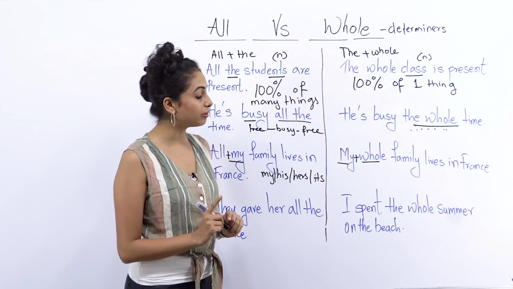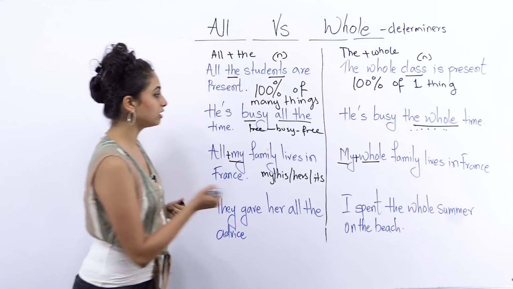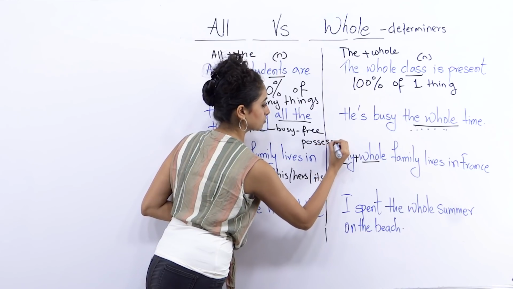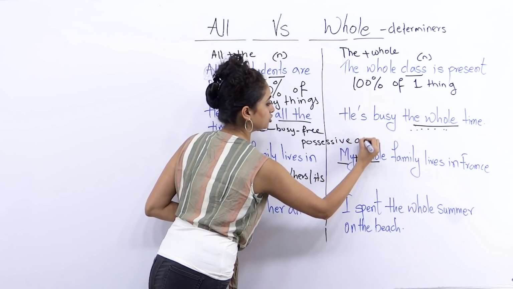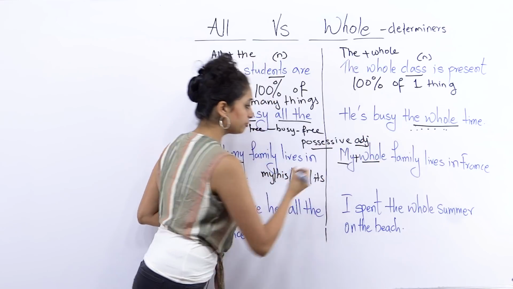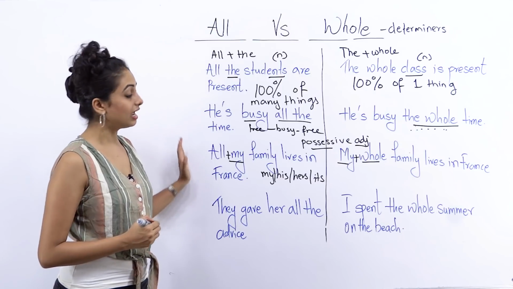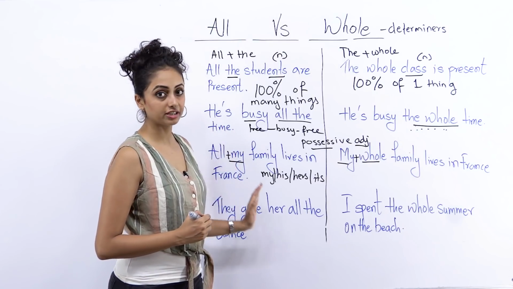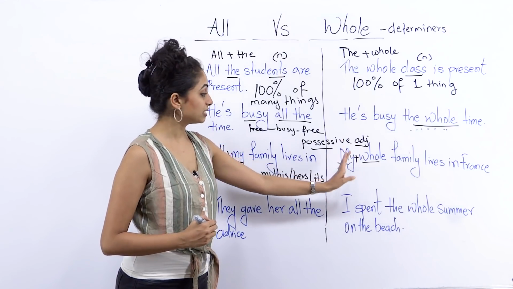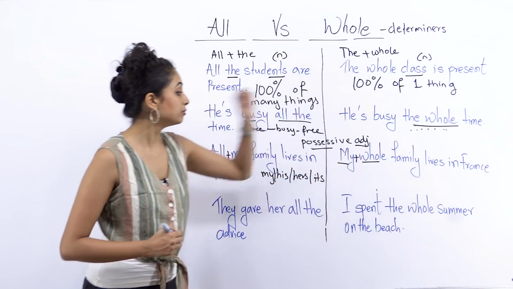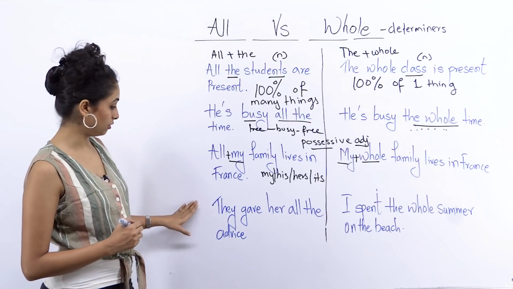But what we need to remember is that when we are talking about possessive adjectives, the placement of the determiner in all's case will be first and later the possessive adjective. When we talk about whole, the possessive adjective will come first and then the word whole. Alright, moving on to the next example over here.